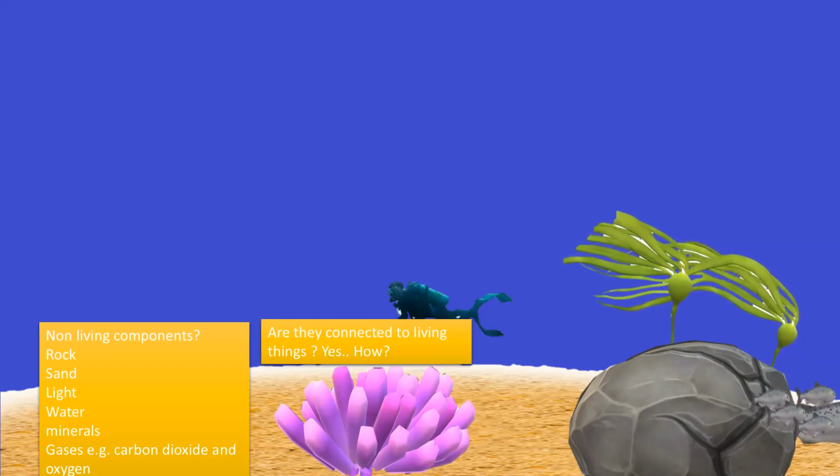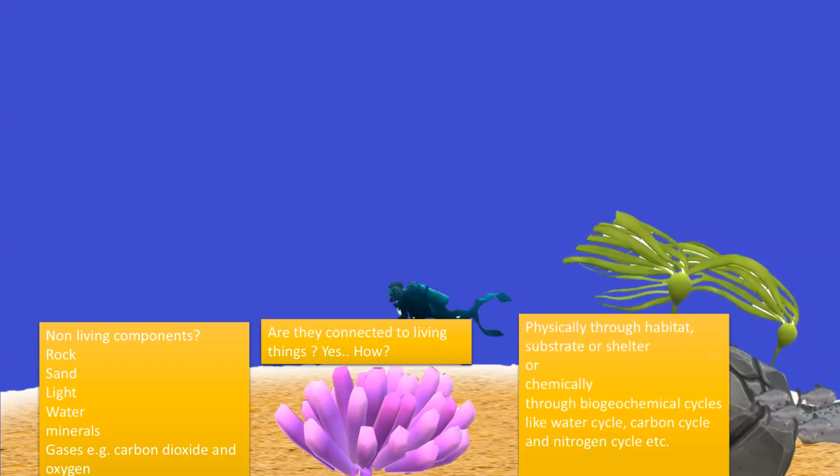Are they connected to living things? If yes, how? Okay, so they are connected physically through habitat, substrate, or shelter, or chemically through biogeochemical cycles like the water cycle, carbon cycle, and nitrogen cycle, etc. So we have different types of cycle whereby different inorganic, non-living components can become a part of living components. For example, carbon dioxide is an inorganic molecule, but it can become part of living things by becoming an organic molecule such as glucose through photosynthesis. So this is how different components of the environment are linked to living things.